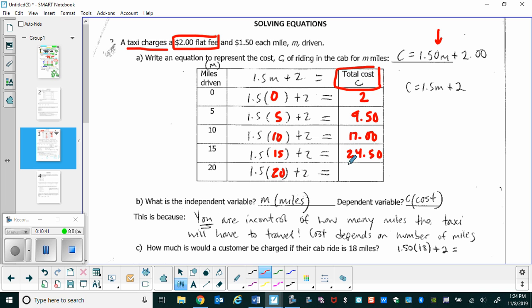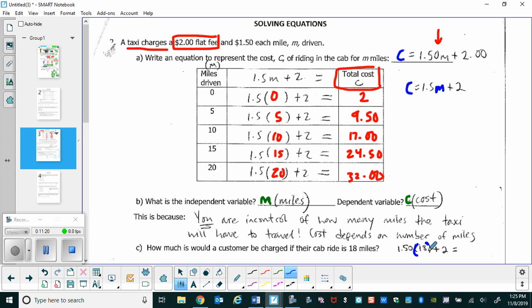And followed by a $32. Okay? Now, what would you have control over here? I mean, you're the one in control of how many miles the taxi is going to have to travel, because you're the one telling it where to go. So you are in control of the number of miles. So M is the independent variable, and C, the cost, depends on it. So notice that here, the cost is dependent, and it depends on the number that we had plugged in here for M.